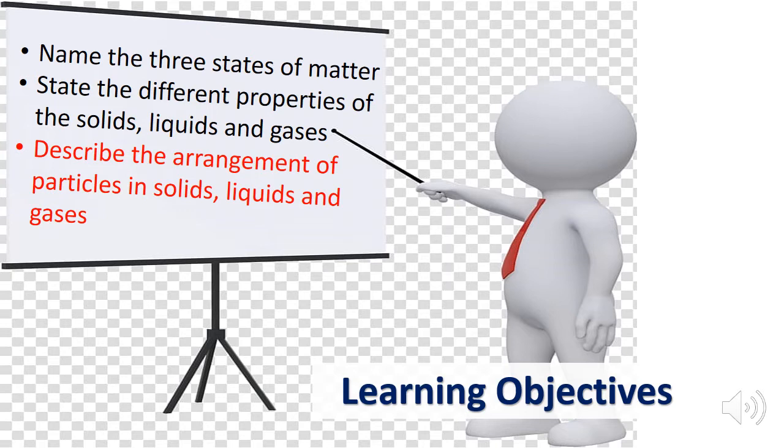Now, a property of a substance is just a way of saying how it behaves. So can you squash that material? Does it have a fixed volume or does the volume change? Does it have a fixed shape or does the shape change? Can it flow? Does that material move? That's what we mean by properties.